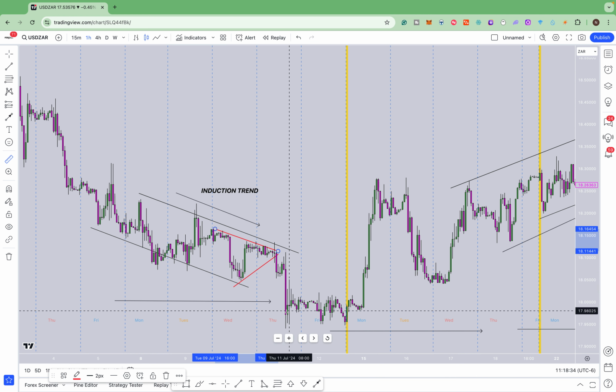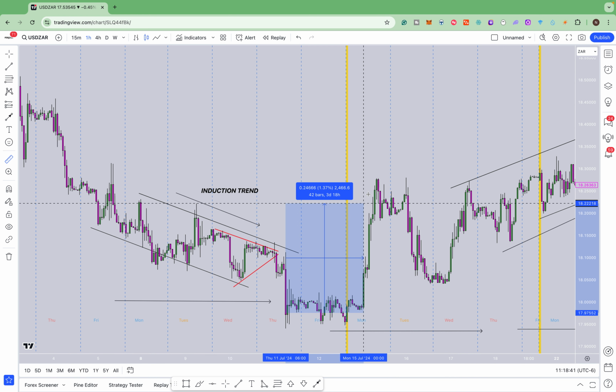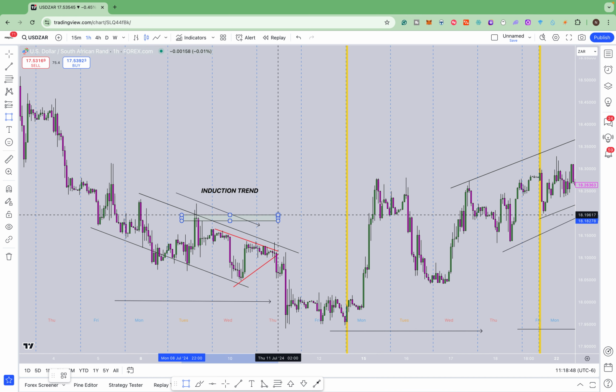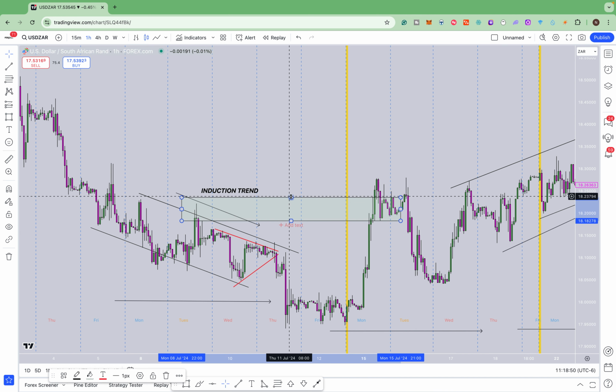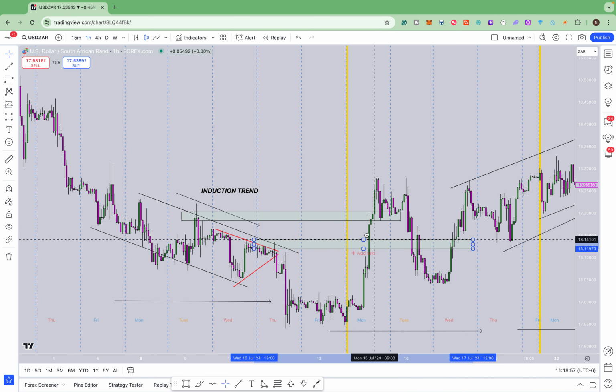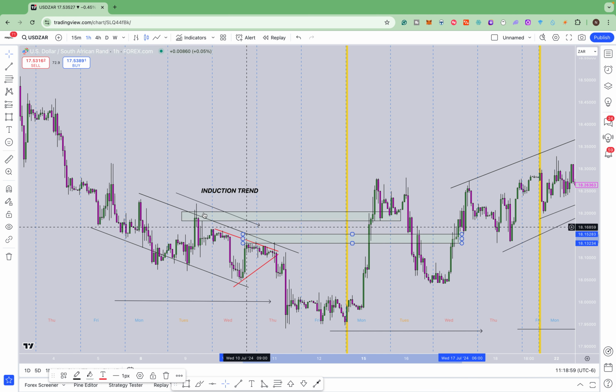So if we bought right around here on these lows of Thursday for the midweek reversal and held it until Monday, where would we have our target? Our target would be right around here. Well, there could be multiple targets, so we could have one here, one right around here, this previous structure here, and we could have one right up here.